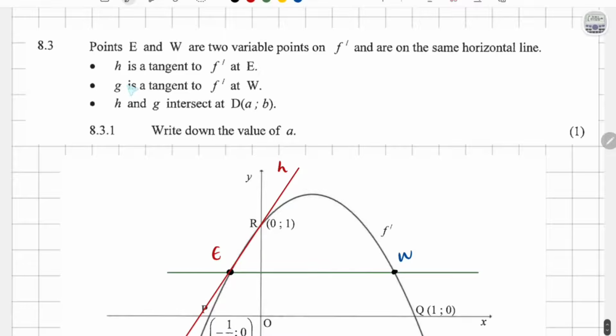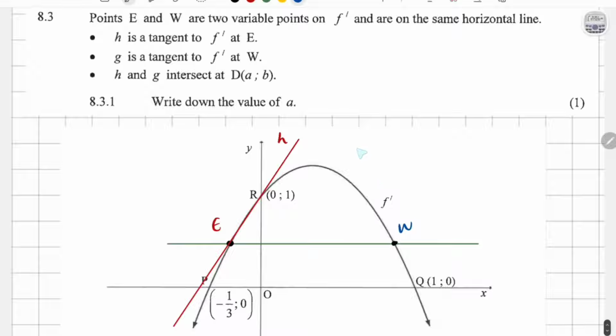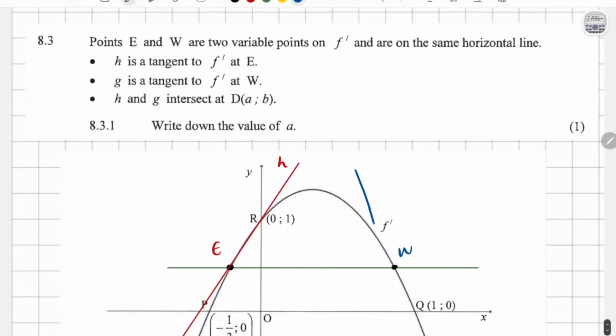Okay. Then they also tell us now that G is a tangent to F at W. So G is a tangent to F at W. So we have another tangent here. By default, we have to draw it like this.